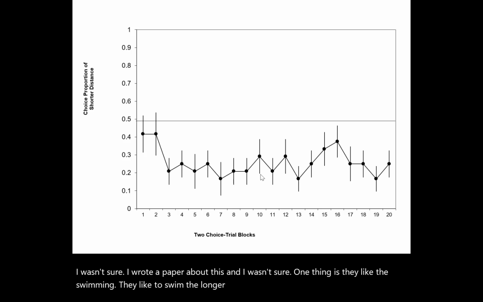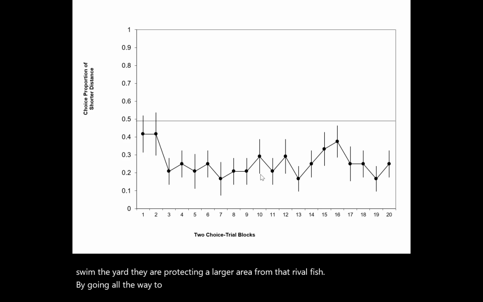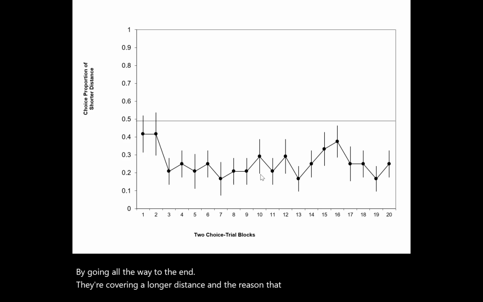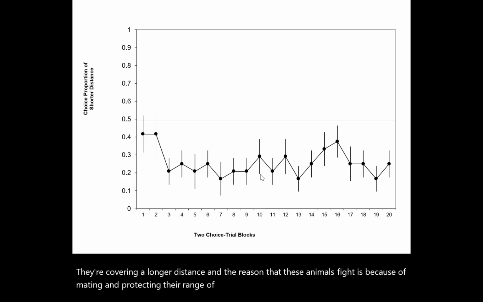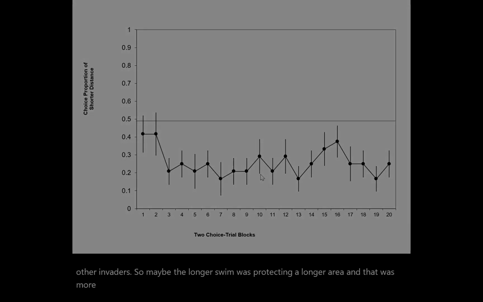Swimming is fun. Or maybe if they swim the yard, they are protecting a larger area from that rival fish. By going all the way to the end, they're covering a longer distance. And the reason that these animals fight is because of mating and protecting their range of where they live and protecting that area from other invaders. So maybe the longer swim was protecting a longer area, and that was more rewarding. It was kind of interesting.